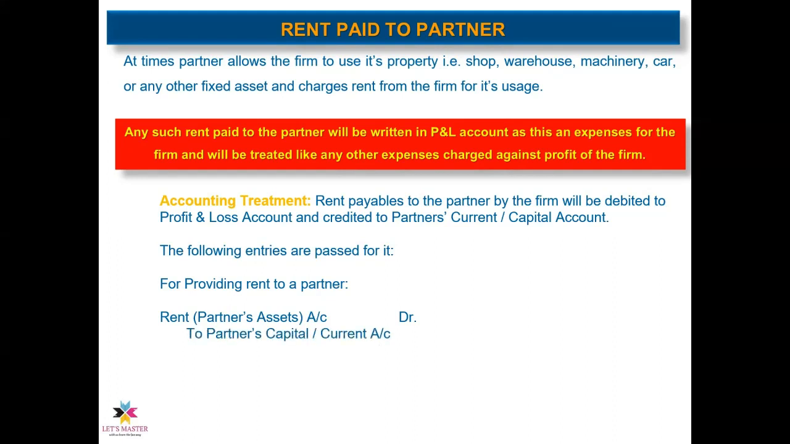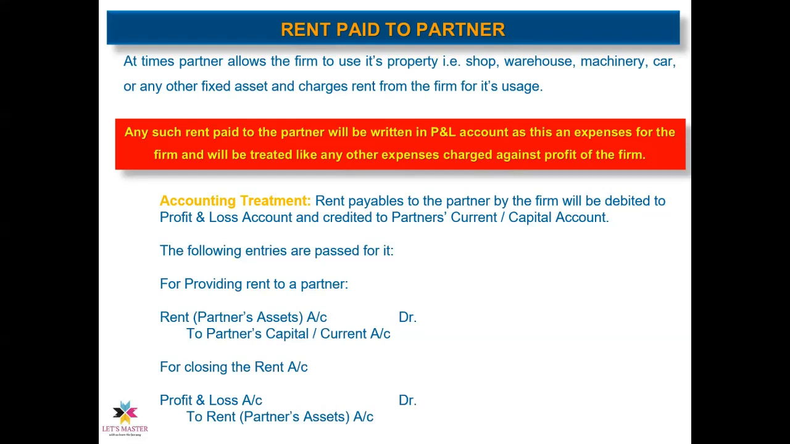capital or current account. And for closing the rent account, the profit and loss account would be debited and rent on partner's asset account would be credited, because rent on partner's asset is again a nominal account, and the balance of a nominal account is closed by transferring it either to the profit and loss account or to the trading account. So these are the accounting entries for rent paid to a partner for any asset which has been used.